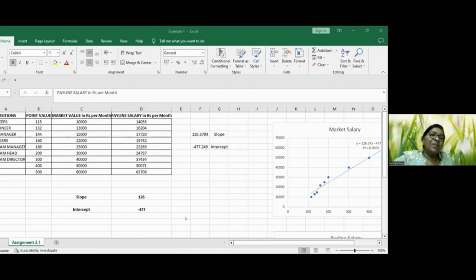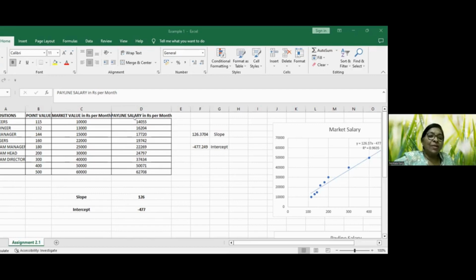Now, there has been a job evaluation done. They have been assigned the worth of the job quantitatively, and they have been assigned point values. That means the worth of an engineer is 115 points. The worth of a CEO is 500 points. The worth of a COO is 400 points. These values have not been assigned casually, but systematically through a job evaluation process. So these are point values.